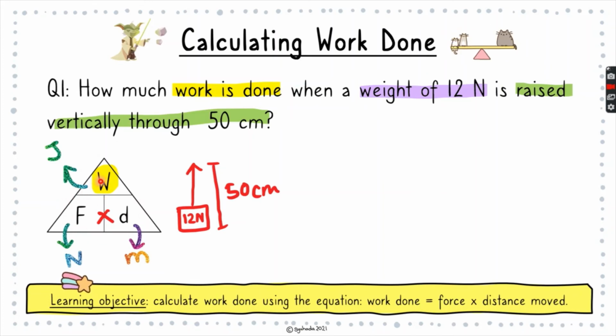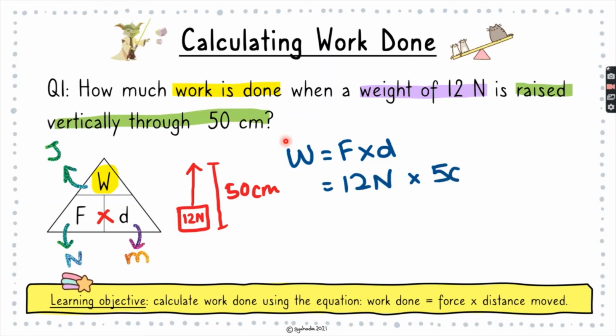Because we're focusing on W, that means we're looking at F and D right next to each other. So W, work done, is equals to force times distance. And the force here is found in the question, which is 12 newtons, times the distance that is mentioned here, which is 50 centimeter.